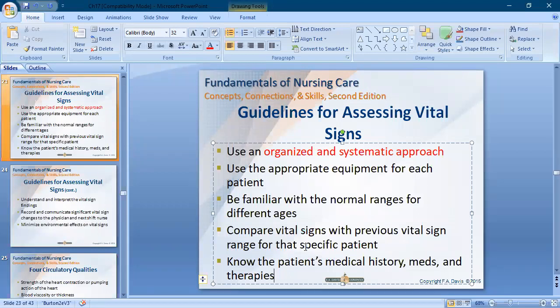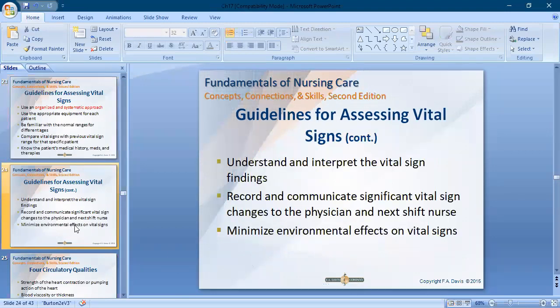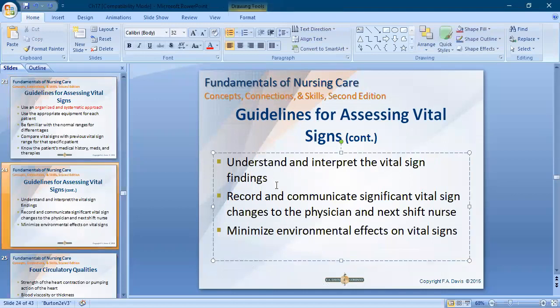Okay, so also they said to compare the vital signs with what you got from the previous patient readings, whether they improve or deteriorate, and you have to inform the healthcare provider. Next here, guideline continuation: understand and interpret the vital sign findings. If there are any abnormalities, we have to interpret them, read them, then inform the healthcare provider, and record and communicate the significant vital sign change to the physician or the next shift coworker.